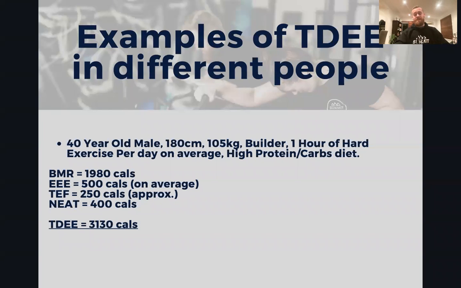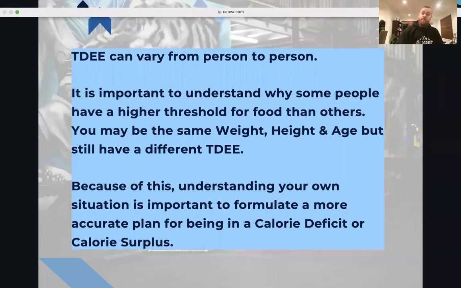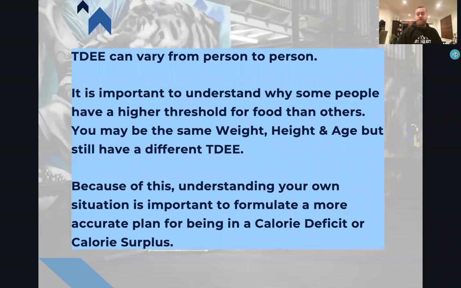But they could also be very different with people that to the outside look quite similar, okay? So our total daily energy expenditure can vary from person to person. It's important to understand why some people do have a higher threshold for food than others. You know, often people will be like, oh, how come this person can do all this and get away with it? It's like, we don't necessarily know all the ins and outs of their situation.